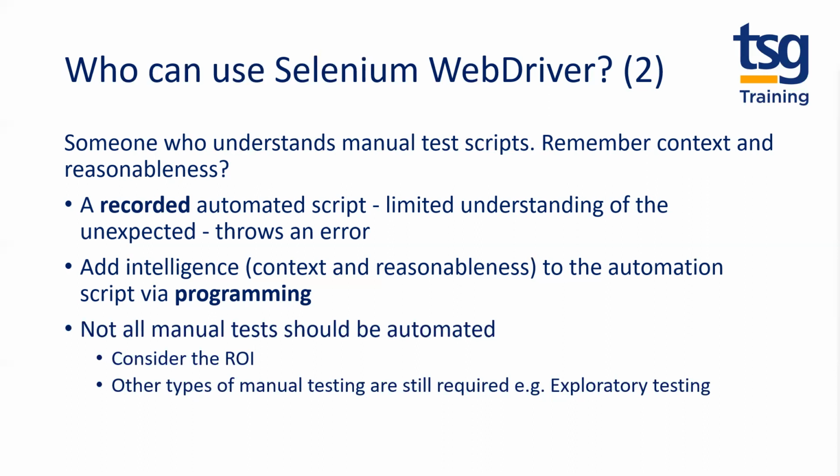Some manual tests simply can't be automated because you need the thought process of the manual tester, and that's essential to the success of the test, like exploratory testing or fault attacks and others. Some types of manual testing are still required for the success of a testing effort.